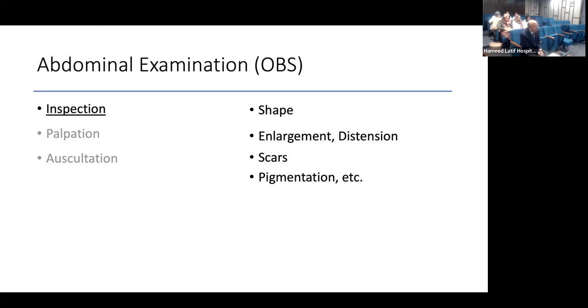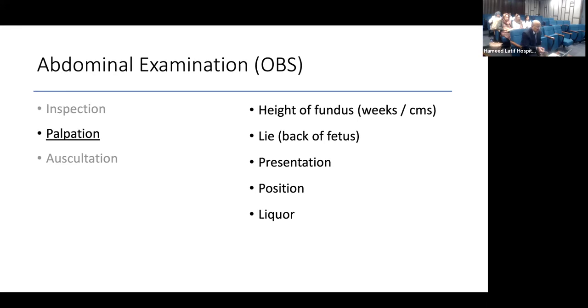There will be inspection, palpation, and auscultation. And when you talk about inspection, you don't have to say on inspection, but you would say that the abdomen is enlarged, or scaphoid, or it is protuberant. So it is enlargement or distension. Whether there are any scars, pigmentation. This is what you realize on inspection.